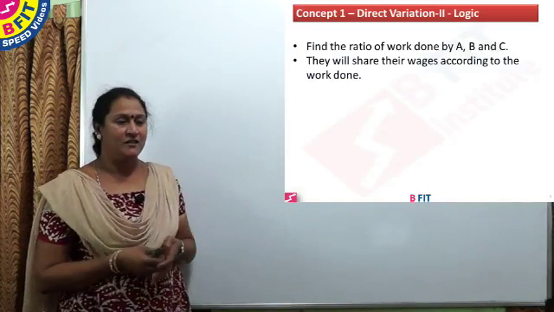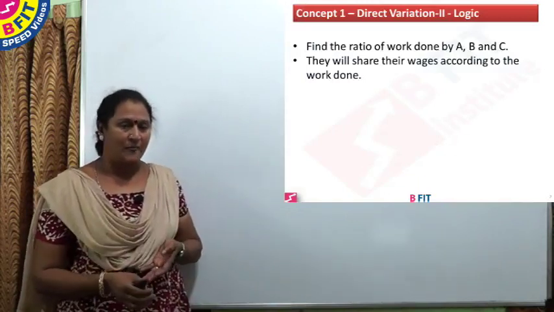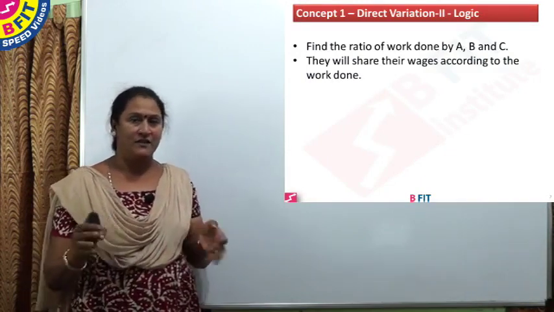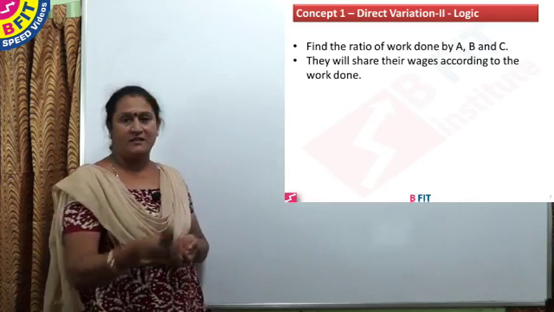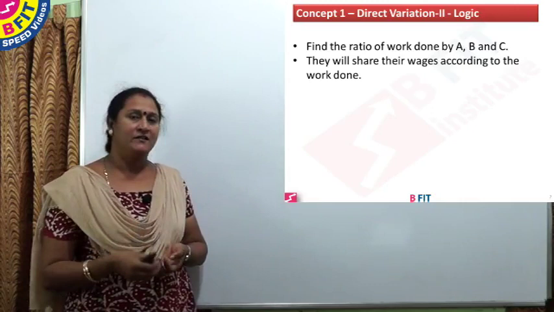So here the logic is, first we find the ratio of work done by A, B and C. After getting the ratio of work done, the wages will be shared according to the work done, and now we can easily get the amount got by A. In this question the answer is 3,000.